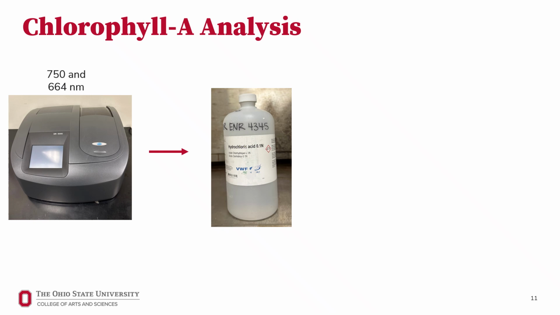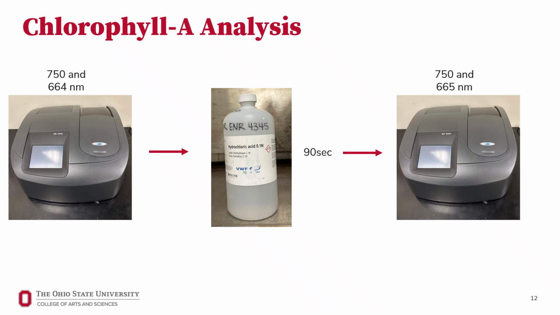After those steps are completed, we will help you acidify each sample with hydrochloric acid, which would need to incubate for 90 seconds. The hydrochloric acid will degrade phenophytin, which is present in degraded cells but not in live cells. Finally, we will read the acidified samples at 750 and 665 nanometers. An accurate estimation of chlorophyll-a when incubated with acetone requires a measurement both before and after acidification to correct for phenophytin.